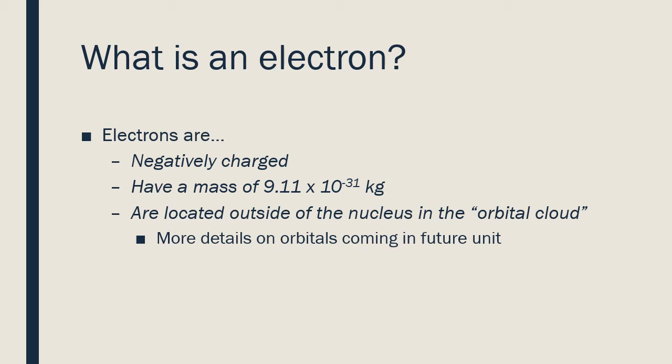Electrons are negatively charged. They have a mass of 9.11 times 10 to the negative 34th kilograms, which you'll notice is even smaller than a proton by quite a significant amount. They are located outside of the nucleus in what we're going to call for now the orbital cloud. Basically, there are locations outside the nucleus where the electrons are housed. We will talk about where the electrons are usually found in a later unit.